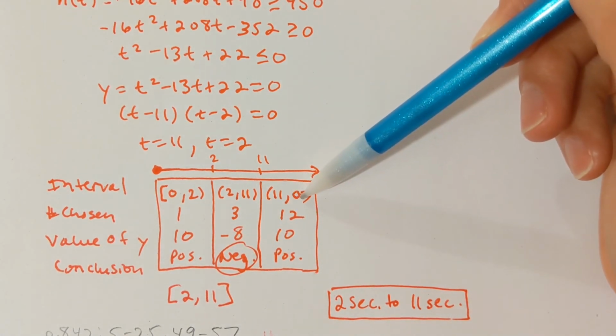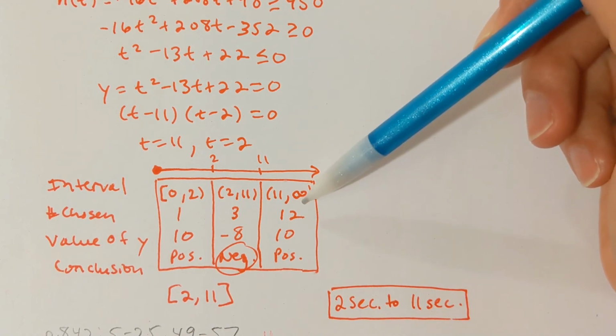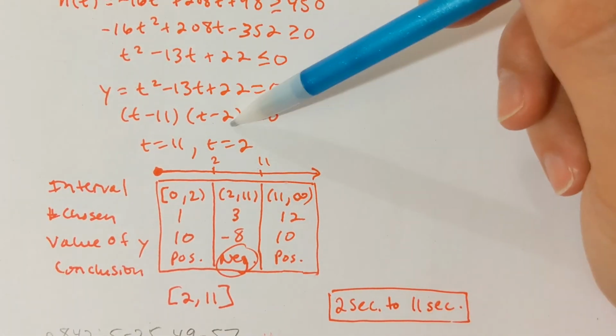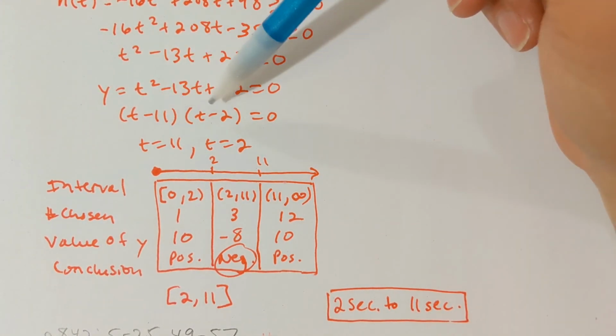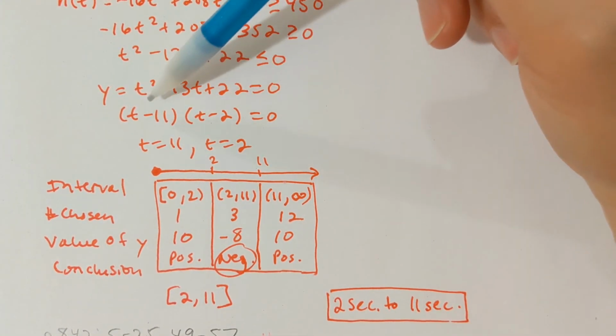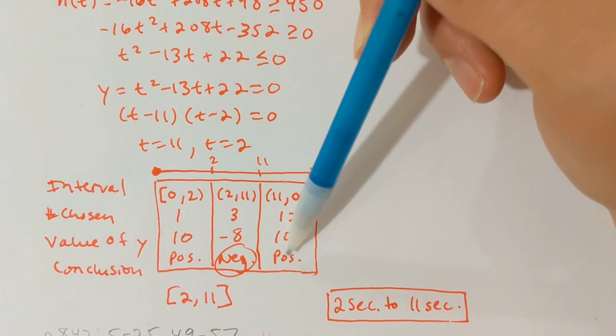And then in the last column, if I let t be 12, of course I could plug that into the factored form too. That might be easier here with the 12. 12 minus 11 is 1. 12 minus 2 is 10. 1 times 10 is 10. 10 is a positive, so I'll write positive.